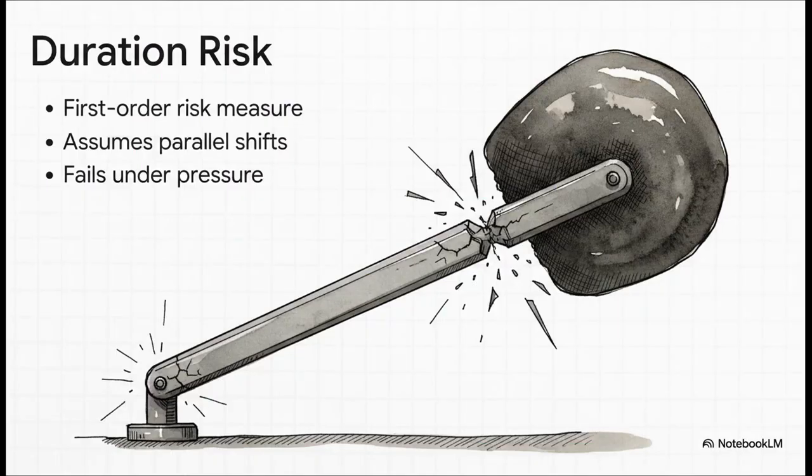So you really should visualize duration as a long, rigid lever. If interest rates move just a little bit, this rigid lever predicts your price changes with beautiful, pinpoint accuracy. But here's the catch. Because it's a straight line trying to measure a curved reality, it assumes perfect parallel shifts. So under extreme market pressure, this rigid lever starts to bend.